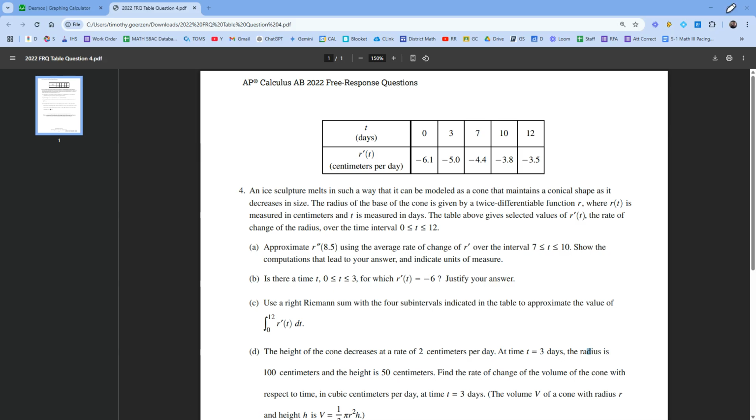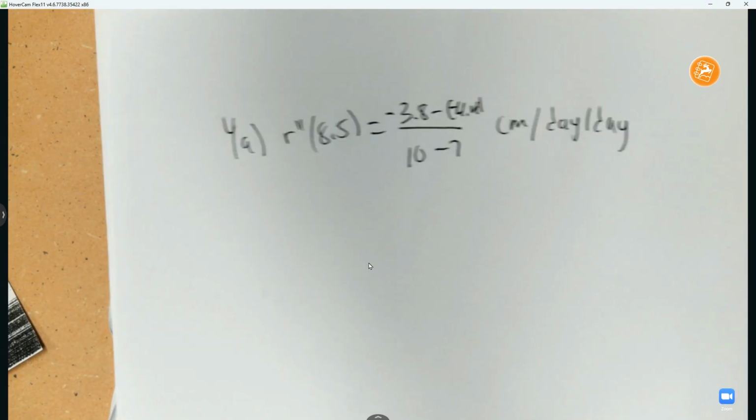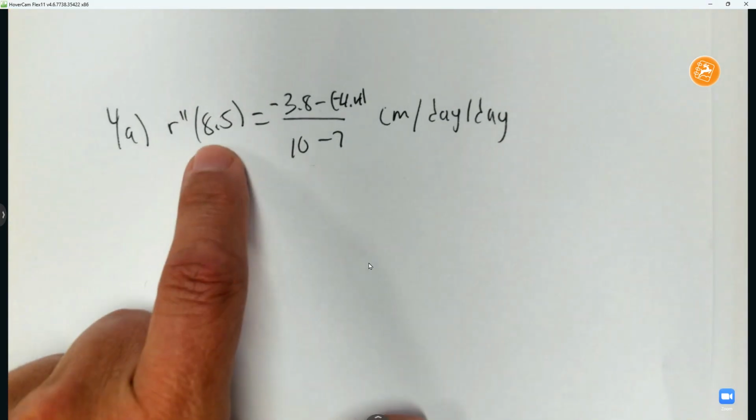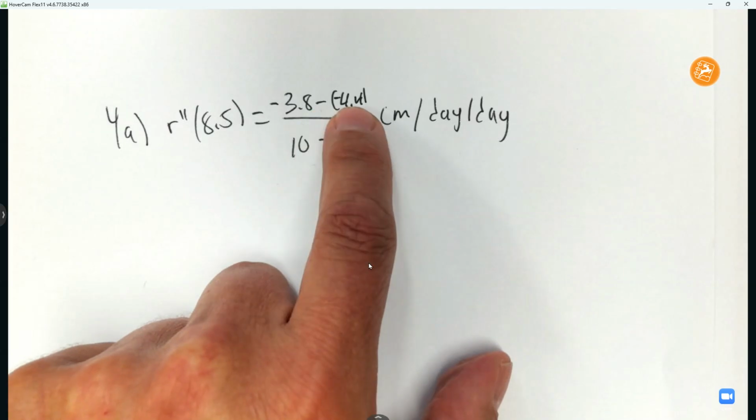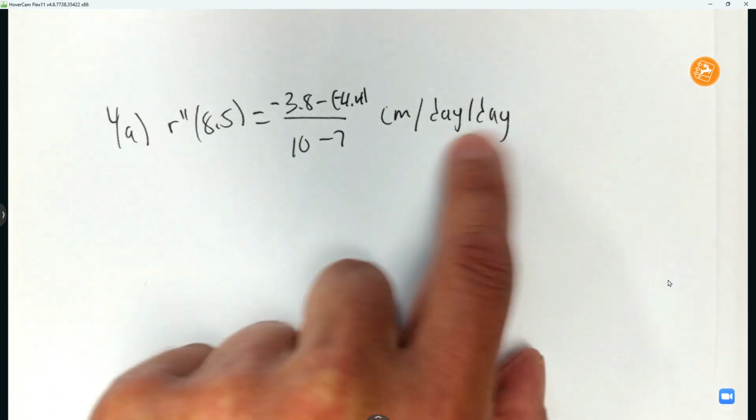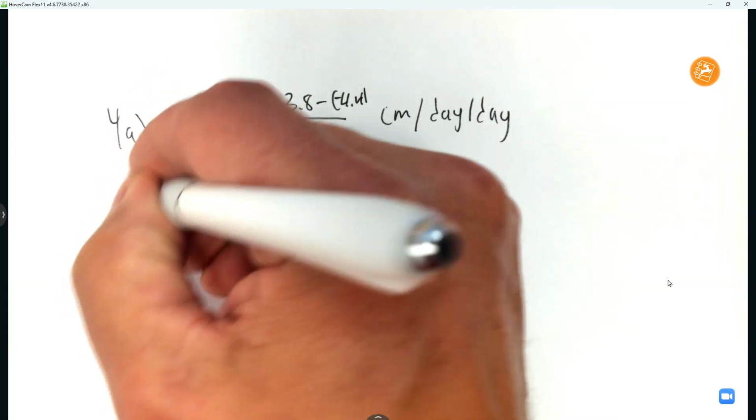This is what it would look like. Oops. How do I get out? Oh, done. Okay, so this is what it would look like for A. So it's y2 minus y1 over x2 minus x1, and then the unit. All right, for B, that's it. There's not more to do.